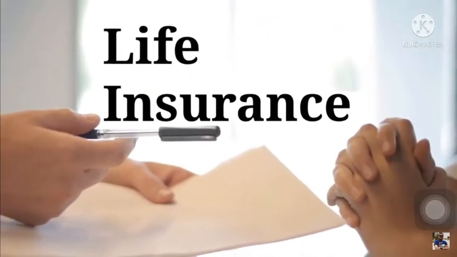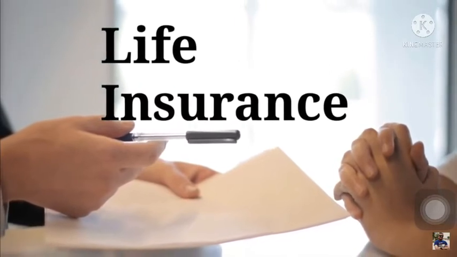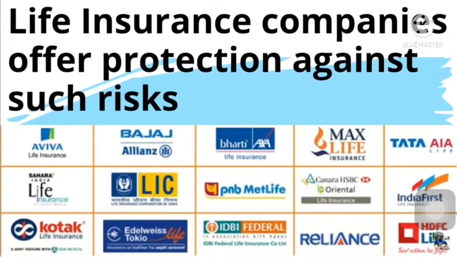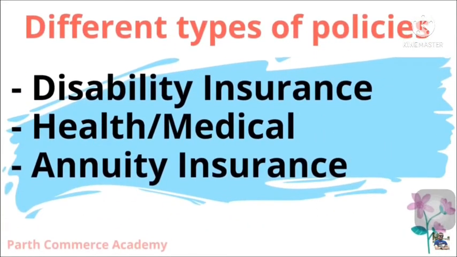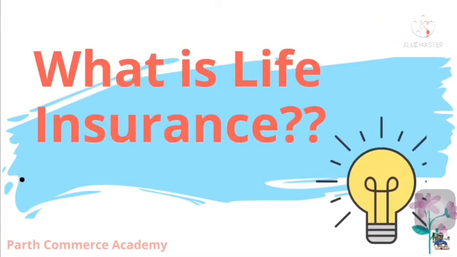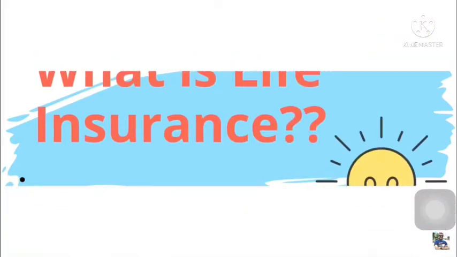Life insurance companies offer protection against such risk. A life insurance policy provides protection against the uncertainty of life. Now various types of policies are available which fulfill different requirements of an individual, like disability insurance, health or medical insurance, annuity insurance, etc. Now let's see first what is life insurance.